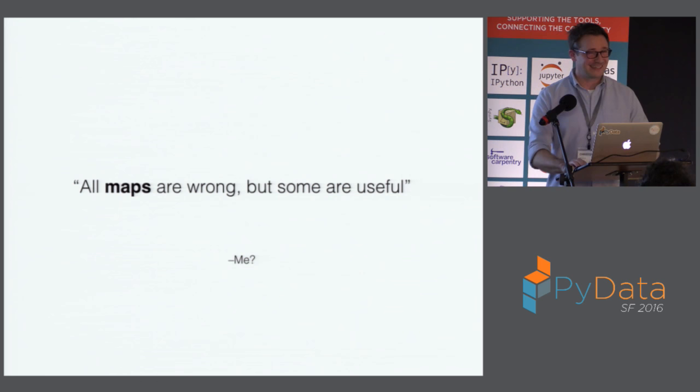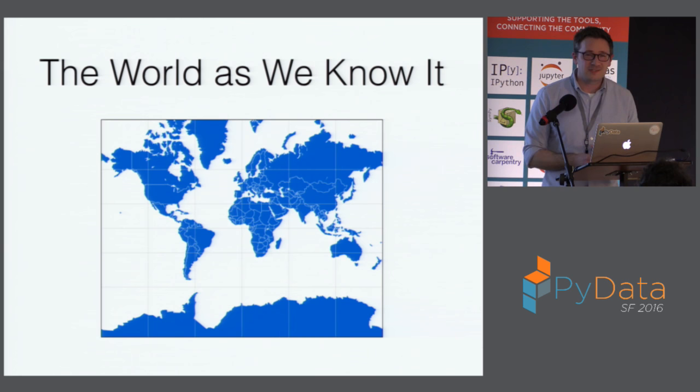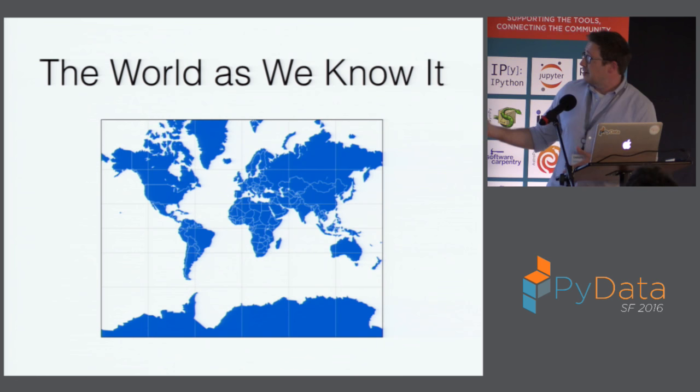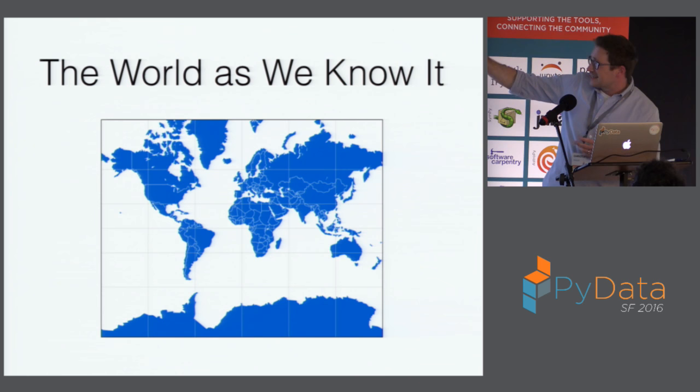So anyway, let's take a look at the world as we know it. Most of us, this is probably how we see the world, right? This is what you call the Mercator projection, and we'll learn a little bit later what a projection is. But basically, it's one way to look at the world on a flat two-dimensional surface. The problem is that this map is incorrect. If you look up here in the upper left corner, slightly to the left of the center, you'll see Greenland.